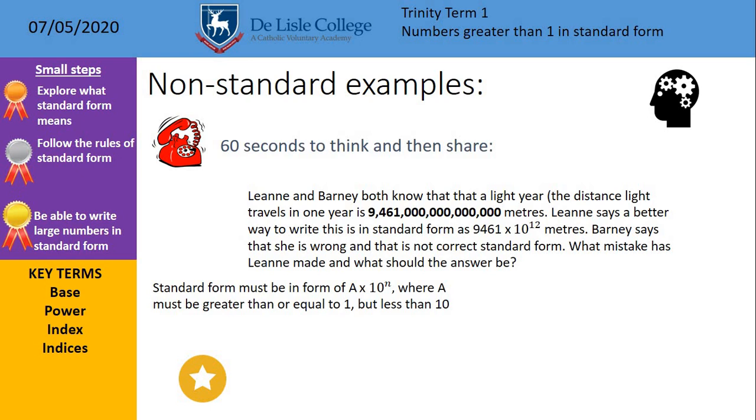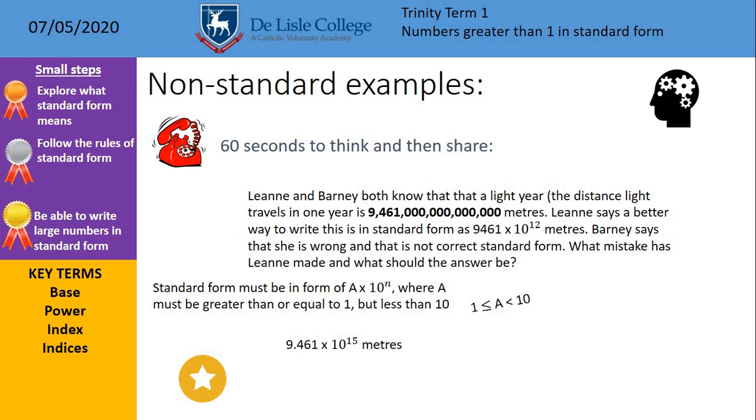So instead, we would need to do 9.461 times 10. But then this time, because we've had to move the decimal place 3 more, we'll add that onto the power and get to 15. So in fact, we should have 9.461 times 10 to the 15 metres.